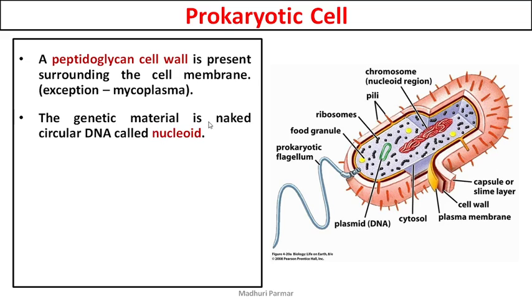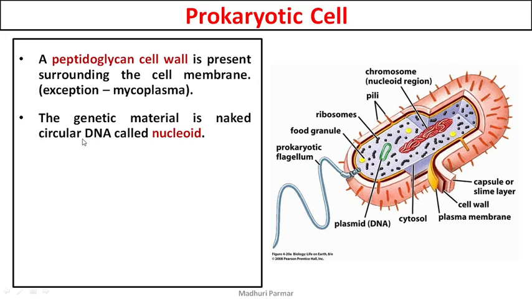The genetic material is naked circular DNA called nucleoid. Actually, the region is called nucleoid. Where you find this DNA, that area is known as nucleoid. And whatever the genetic material, the DNA, it is naked. Naked meaning there is no membrane surrounding it, there is no cover. It is just DNA floating in cytoplasm.